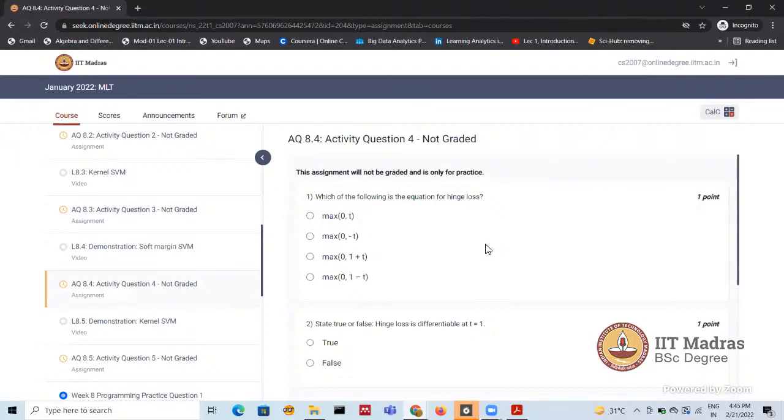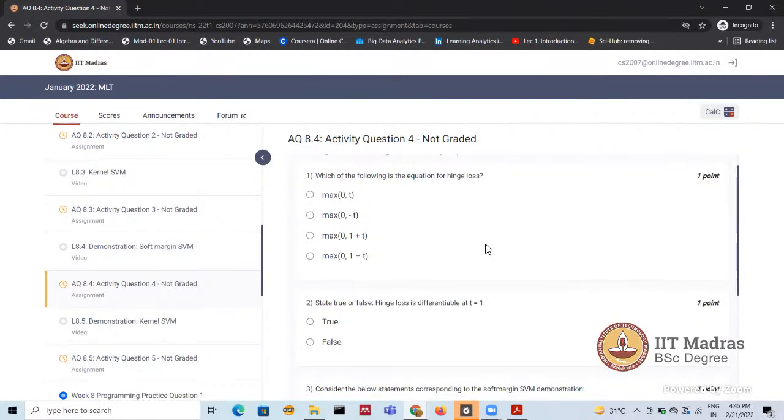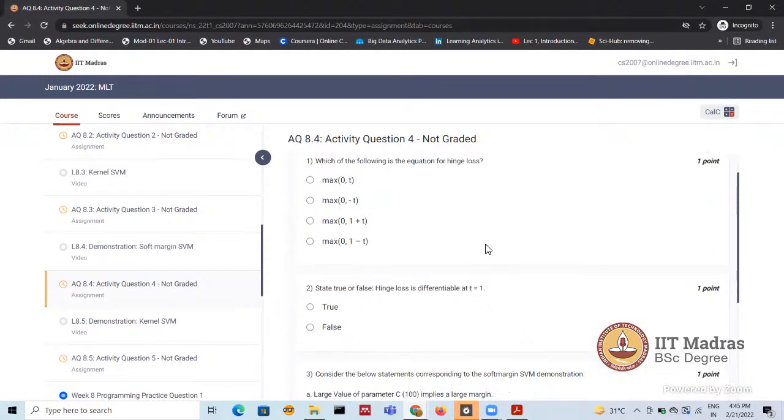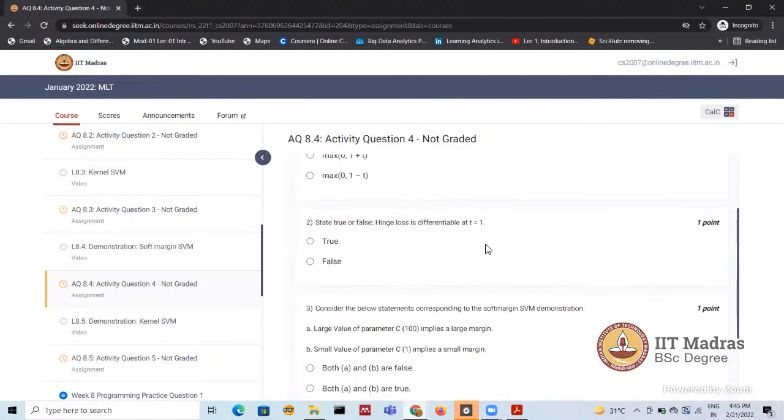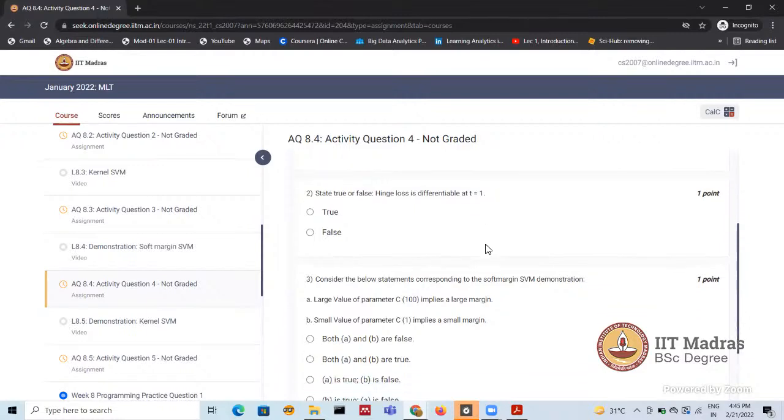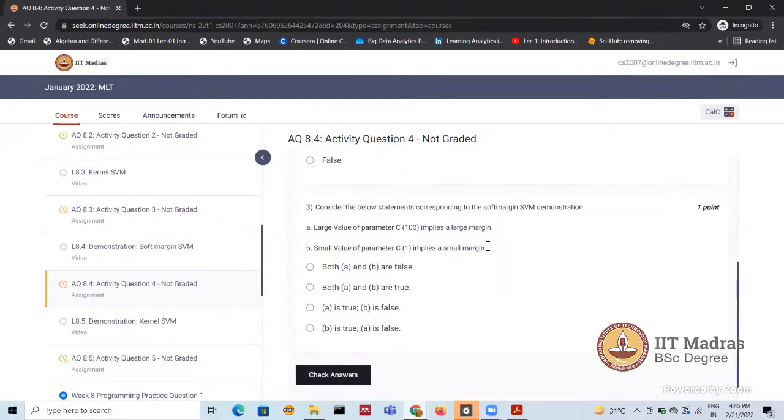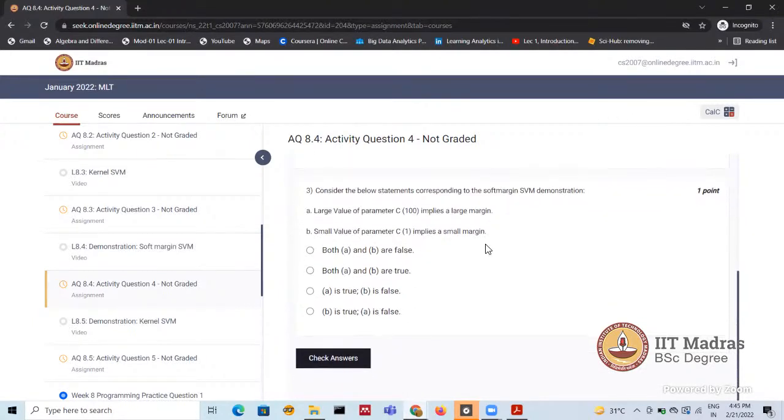So yeah, next question. Which of the following is the equation for hinge loss? Max 0, 1 minus t. Exactly. Straight true or false: hinge loss is differentiable at t equal to 1. No, it's false because it's a corner, a vertex or corner point sort of thing. The left-hand derivative and right-hand derivative won't match, hence it's not differentiable.